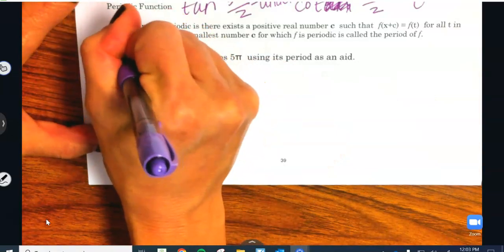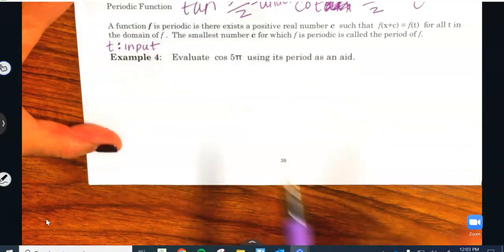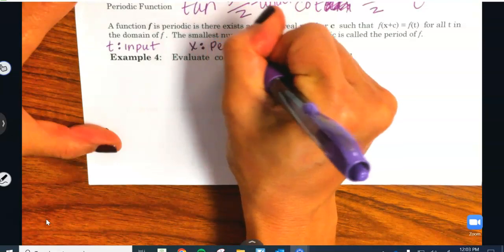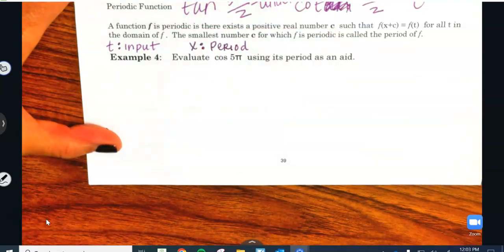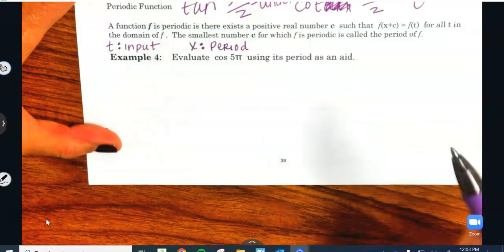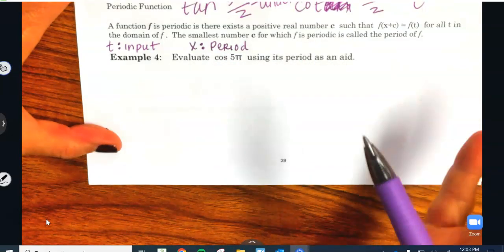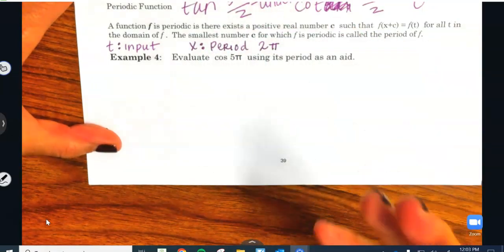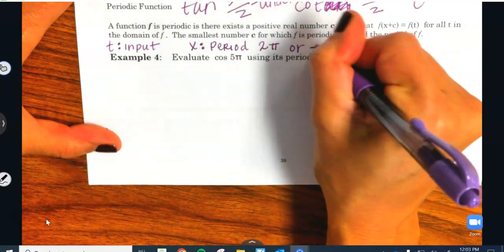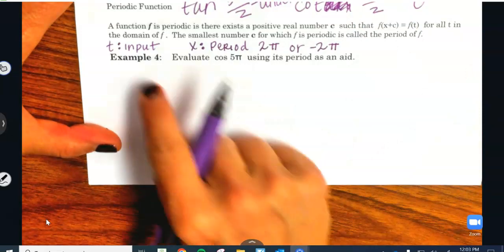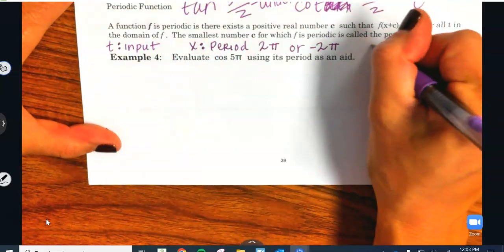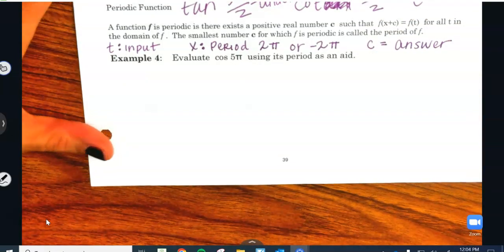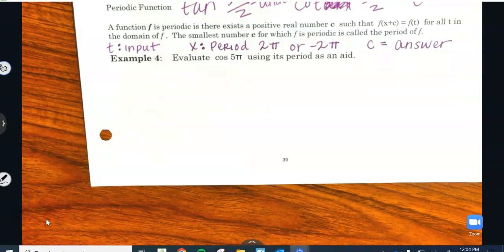First of all, t is your input, x is your period, and the period for us, for a circle, is the circumference. Remember, if you go all the way around a circle, you are right back at the beginning. That's basically what a period is, something that repeats forever. So the period for circles is 2 pi if we're going counterclockwise, or negative 2 pi if we're going clockwise. T is the input, x is going to be the period, c is going to be the answer. Always remember c is going to be the answer, and these are not going to be overwhelming for you.